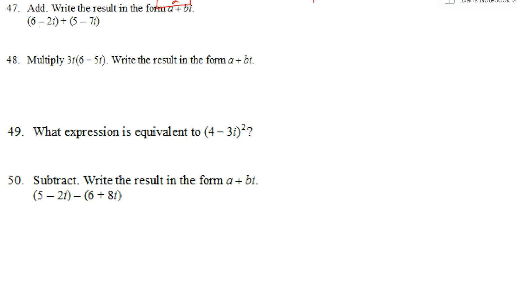Add. We can only add the real number portions. So 6 plus 5 is 11. Negative 2i plus negative 7i is negative 9i.